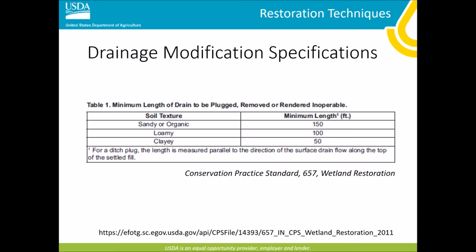I would like to highlight, if you do have a site that can take it better, it's always important to think about maybe adding that extra safety factor and increasing the length of that ditch plug to make sure it's going to stay there for the long term. All right, next slide.